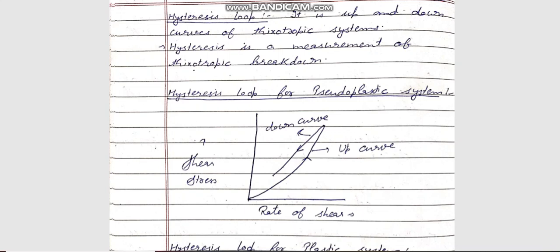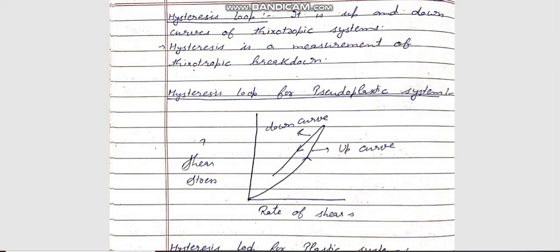But in the hysteresis loop, we take into account its conversion from sol back to its original position, that was gel. So in case of hysteresis loop, two types of curves will be obtained, that are the up curve and the down curve. In the graph, we have used the up curve and the second is the down curve. It is just an extension of the thixotropic behavior of any substance.